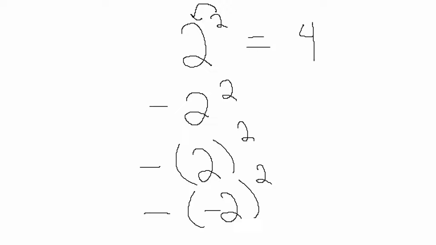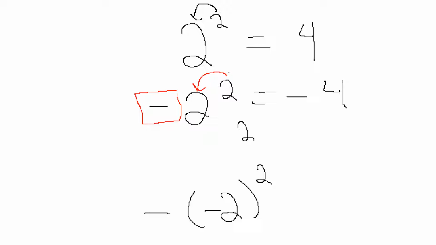Now pay attention here, because this exponent is only going to affect what is directly in front of it. This negative is not directly in front of that exponent. So technically, I am not touching that negative. It is just staying put. And then I'm going to simply square the 2. But this next one, the exponent will touch and deal with whatever is directly in front of it.